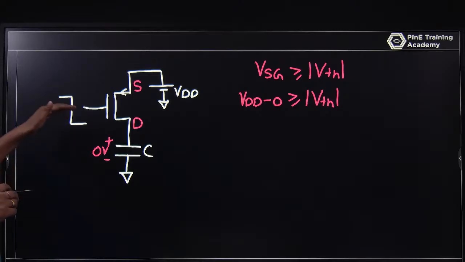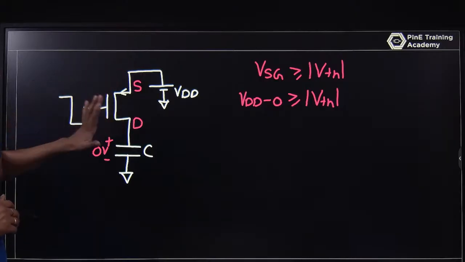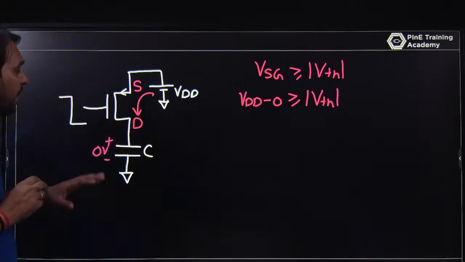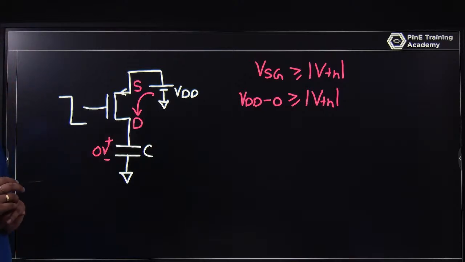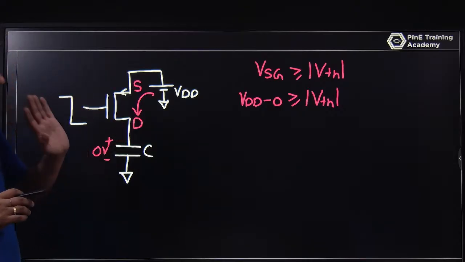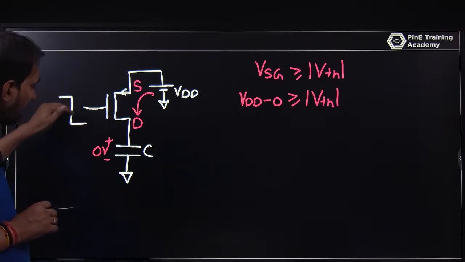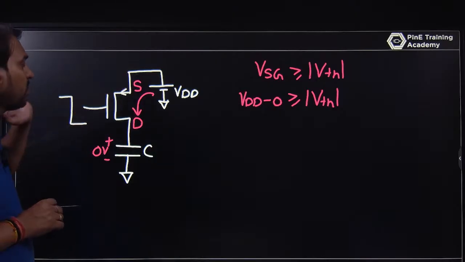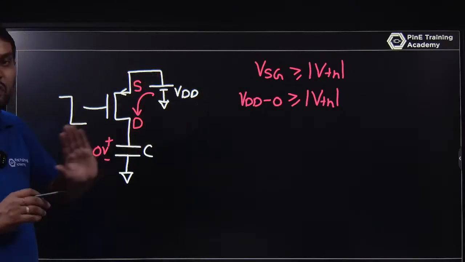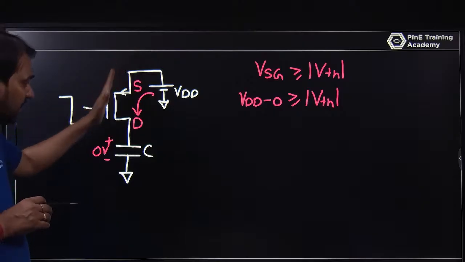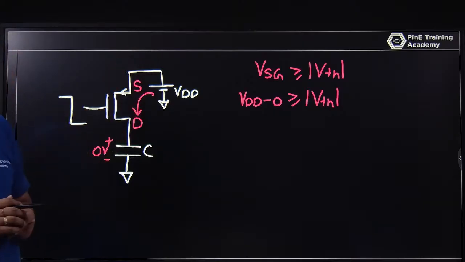So that means if the gate voltage is 0 and the source voltage is VDD, the MOSFET is always on, and this capacitor will be charged. There is no dependency on the capacitor voltage to determine whether the MOSFET is on or off. It may be linear, it may be saturated, it depends on other things, but I am thinking of the MOSFET as a switch. Here the input voltage is 0 and the source voltage is VDD, so VDD minus 0 is greater than mod VTH, so the PMOS is always on, and the capacitor will be charged through the MOSFET towards VDD.